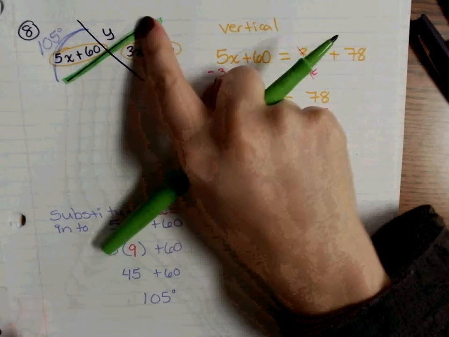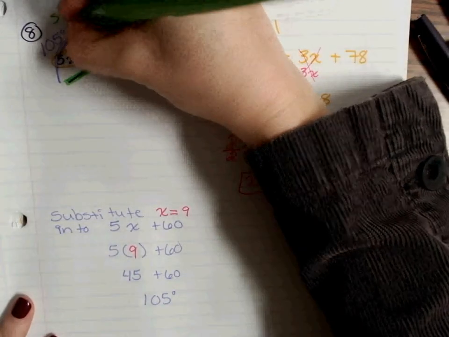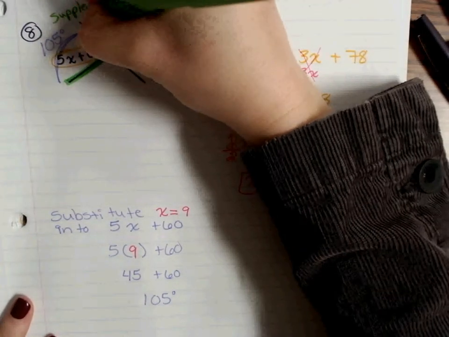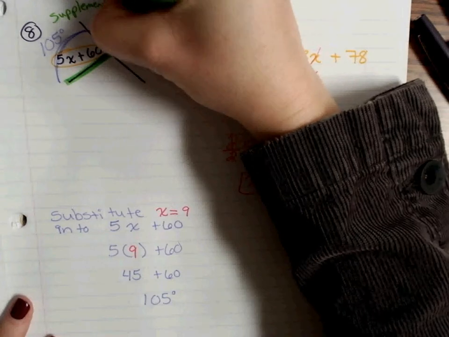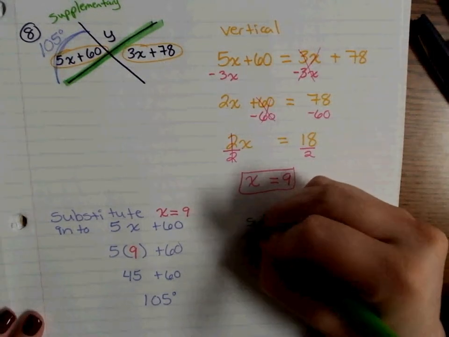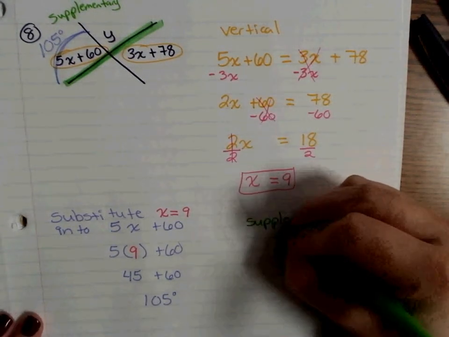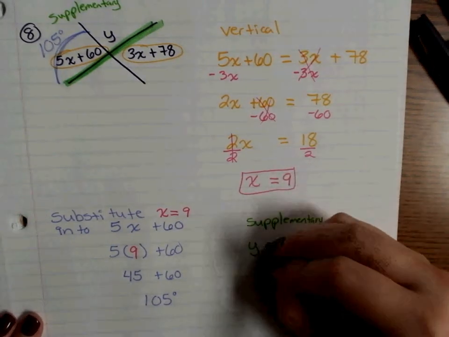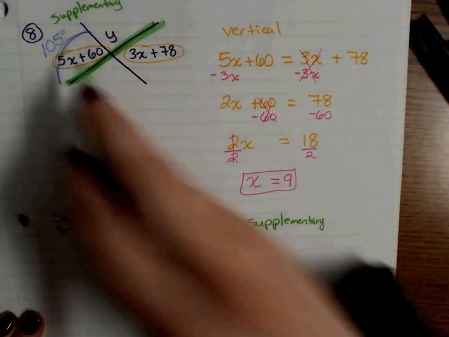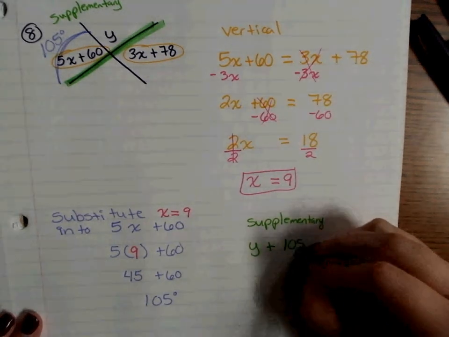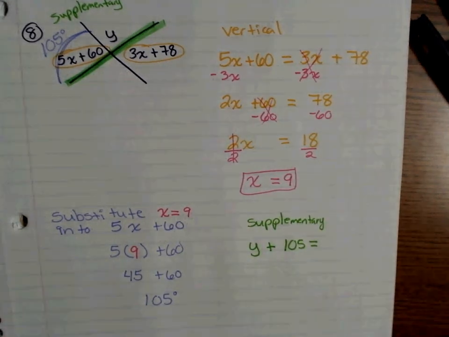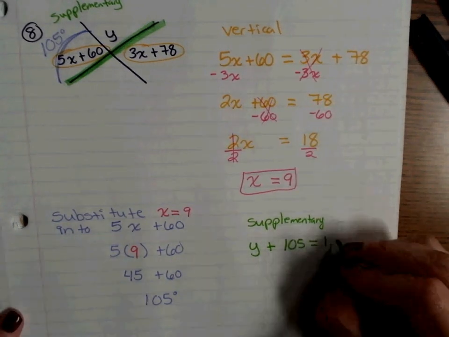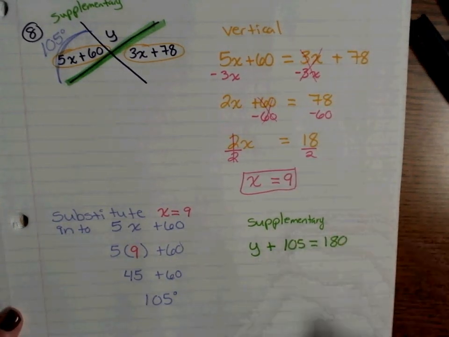All right. So here, this relationship happens to be supplementary. This relationship happens to be supplementary. So when we're setting this up for our supplementary set, we add the two angles together. We got y plus that 105 that we just solved for, and set it equal to how many degrees?